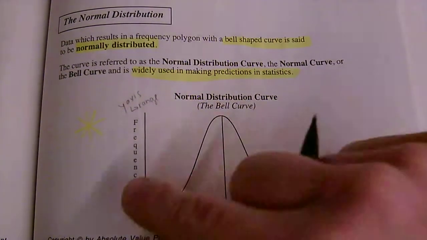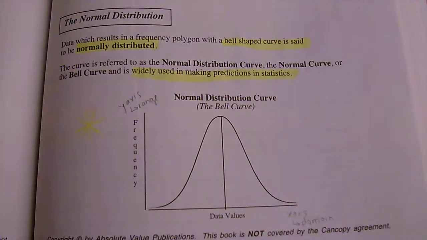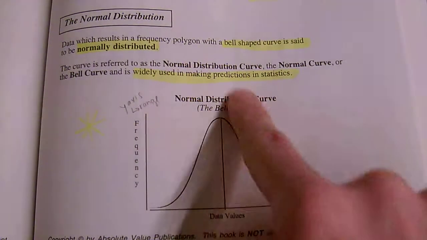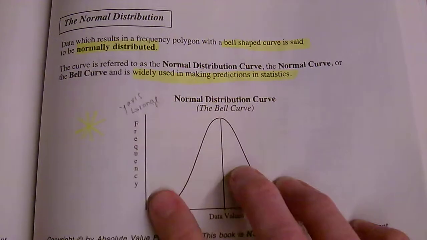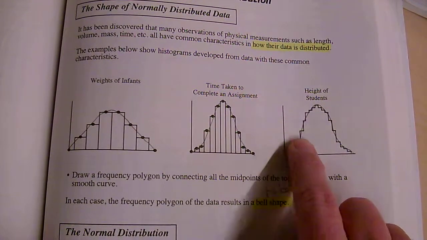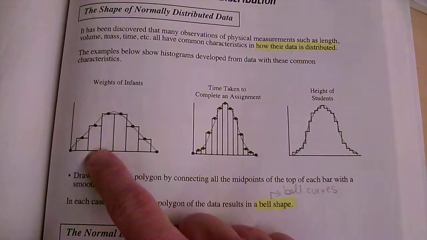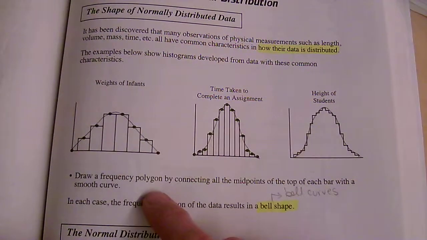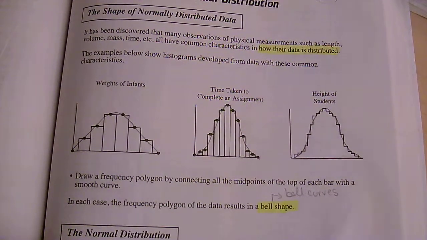Okay, but anything that we are going to be looking at will follow this bell shape. Some will be super close to it, like these ones right here. This was the closest one because it had more data points. This one was the least like it because it had the least number of data points.